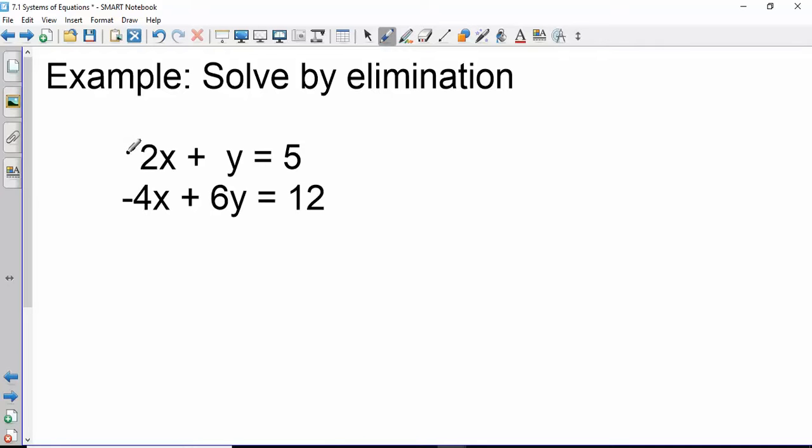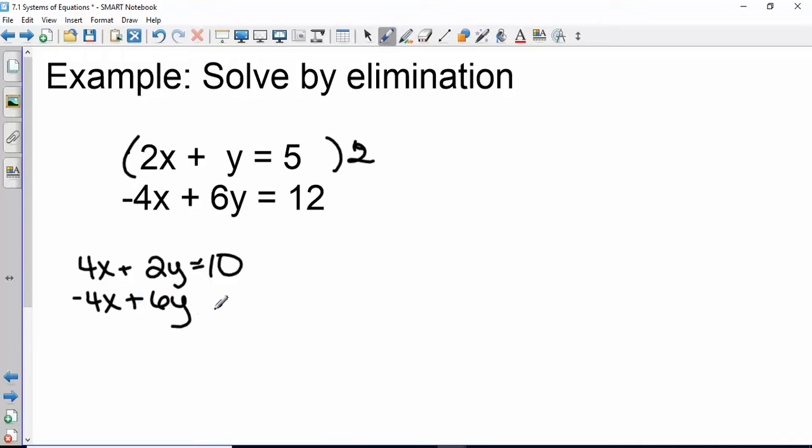Multiply everything by 2. If you multiply the top one by 2, they have to be the same number but opposite signs. So if we multiply by 2, we'd have a positive 4x and a negative 4x, so they would cancel. So that's what we're going to do. This first one times 2. If you had wanted to eliminate y, what would you have done? Times negative 6. Good. So then we add the two equations together.